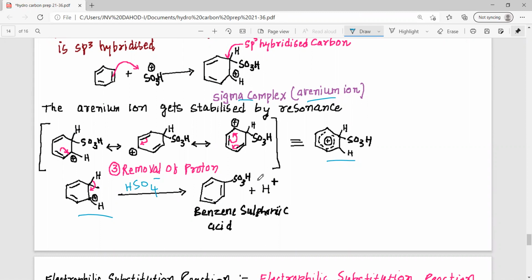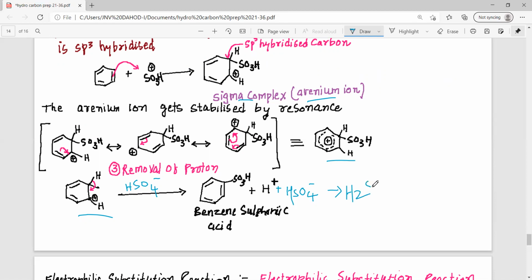This HSO4− combines with the H+. So again, we can write it this way: H+ and HSO4−. This H+ and HSO4− combine with each other and give us H2SO4. Please remember that we are going to get H2SO4 back from the oleum.